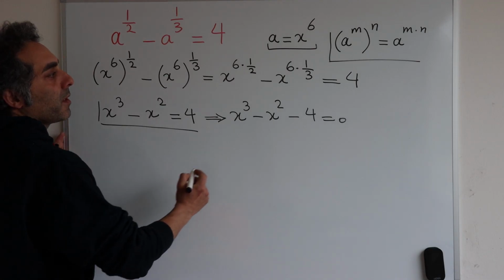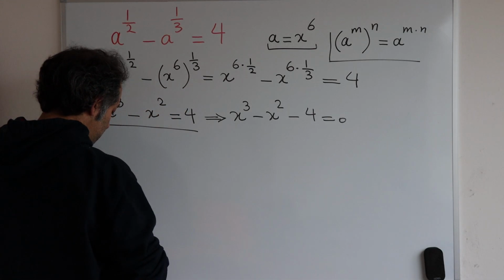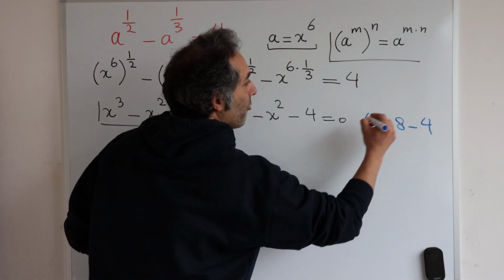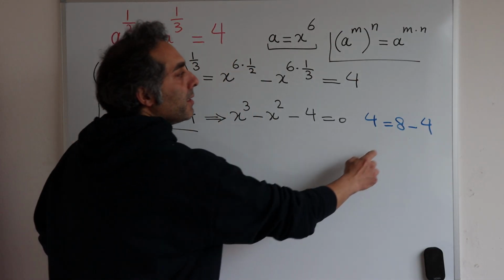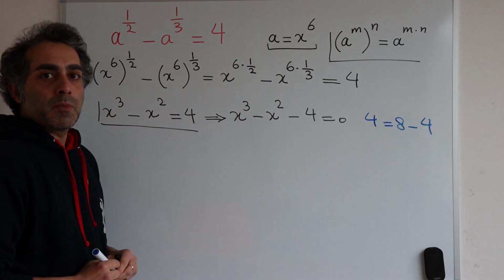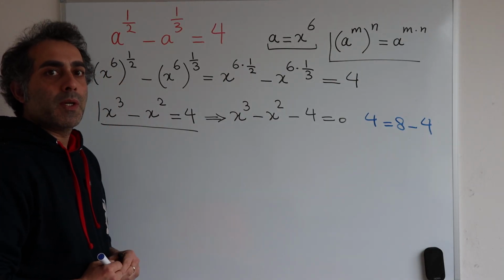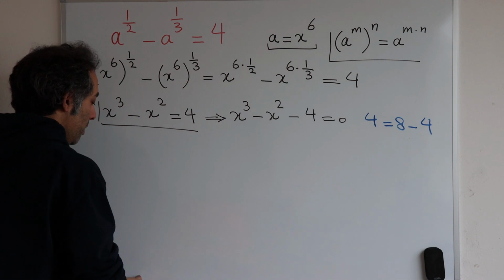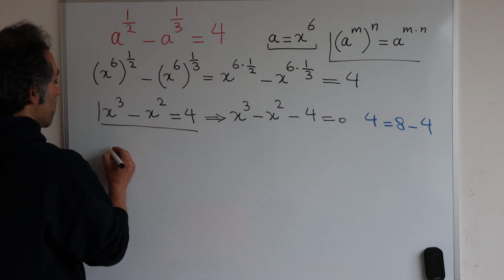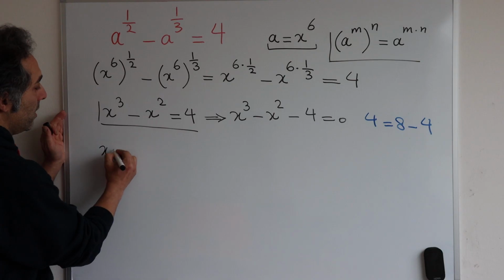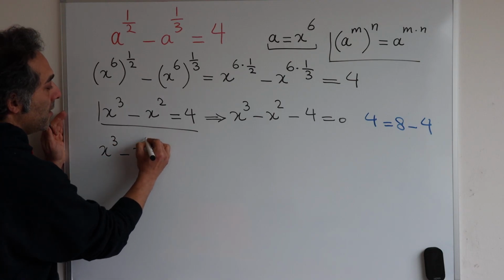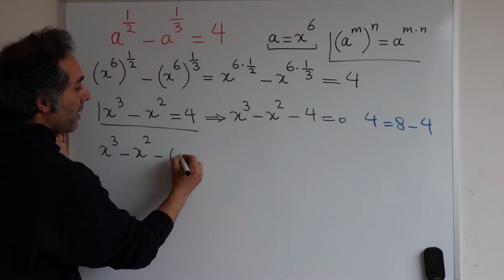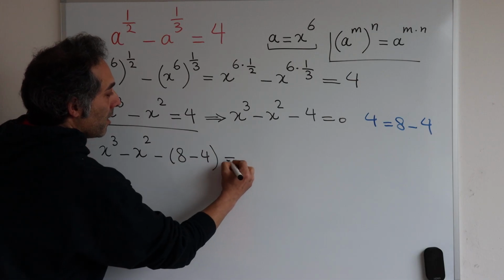My way is I just rewrite 4 as 8 minus 4, because 8 and 4 are numbers you can write with a base number of 2 to the exponents of 3 and 2. I can show you. Now, I rewrite this equation: x cubed minus x squared minus, instead of 4, I can write 8 minus 4 equals 0.